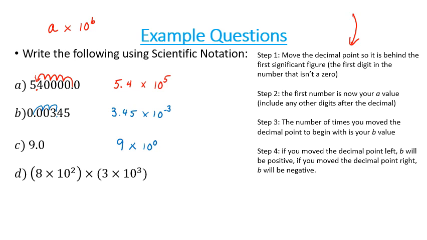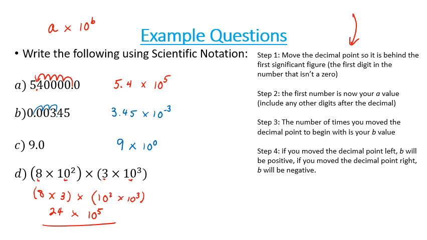Now in my last question, we're actually multiplying things here. We're going to rewrite this. This is a little bit tricky. We're going to rewrite it with our A values at the front, and we're going to multiply that by our B values in the second. 8 times 3 gives me 24, and this is going to be multiplied by 10 to the power of 5. It's 10 squared times 10 cubed, which is 10 to the power of 5. And that answer is my scientific notation.